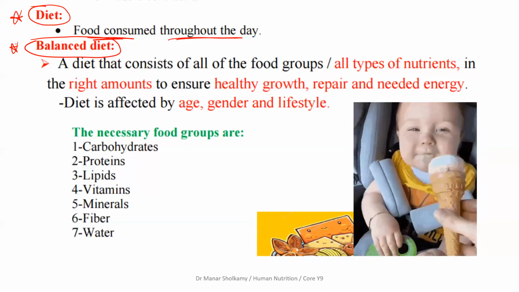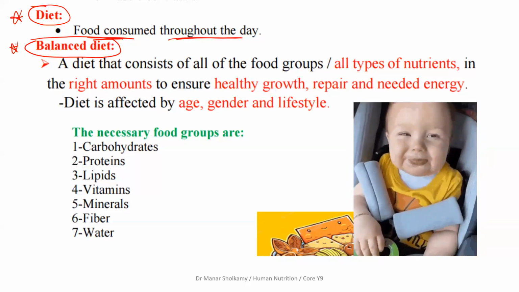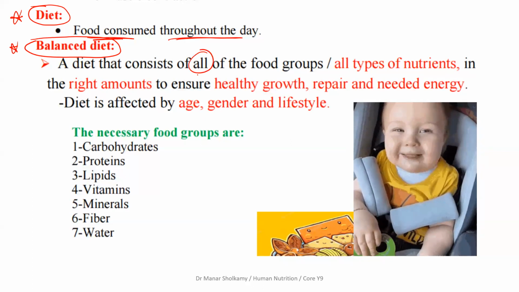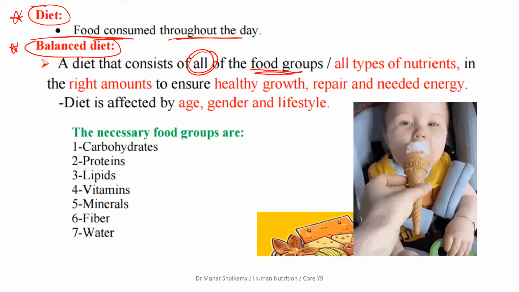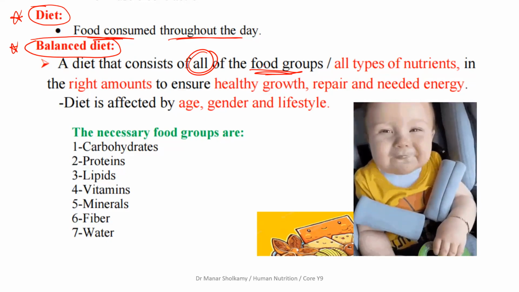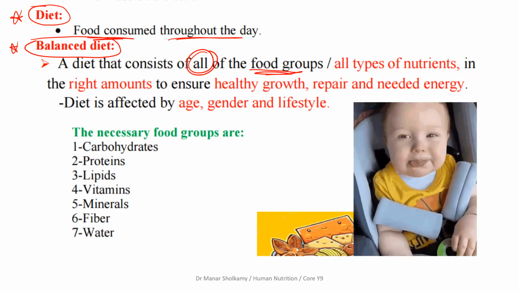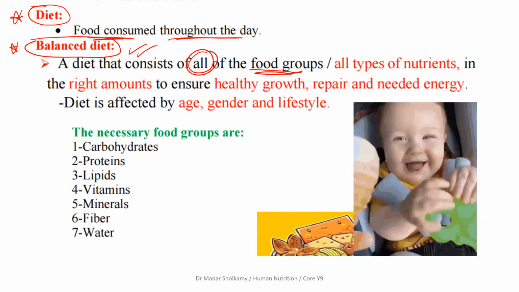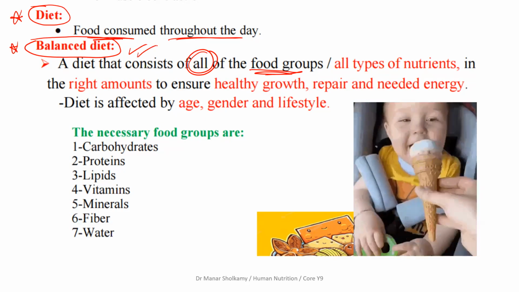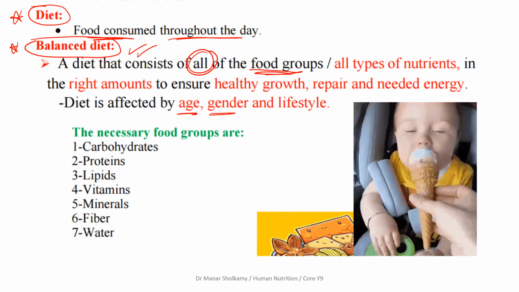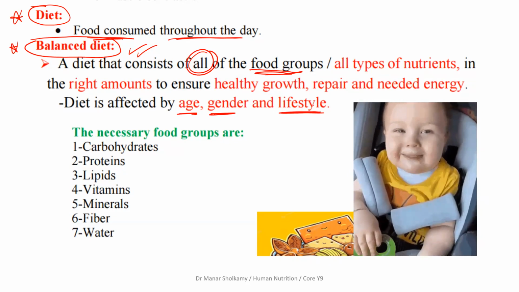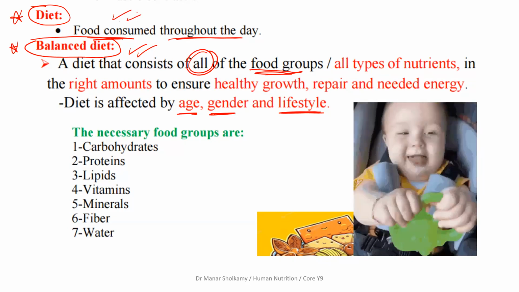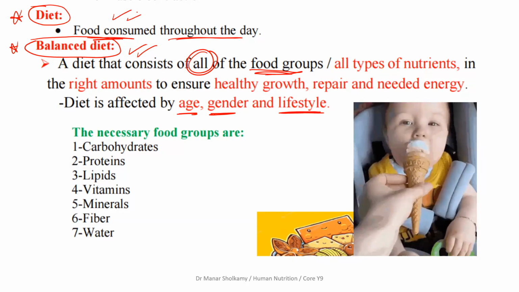So the definition for a balanced diet is a diet that consists of all the food groups. You have to eat everything. Even if you think that fats are not good for you, you have to eat fats even in small amounts. So the balanced diet is what you should eat. And of course, the balanced diet is affected by your age, by your gender, by your lifestyle. This is very important. So these are two different terms. The diet is what you eat. Maybe what you eat is good and maybe what you eat is bad.